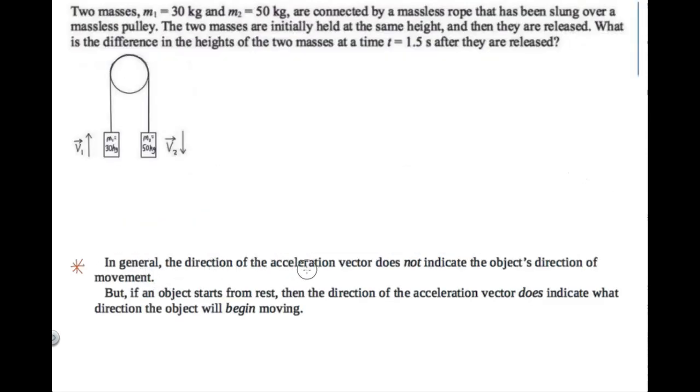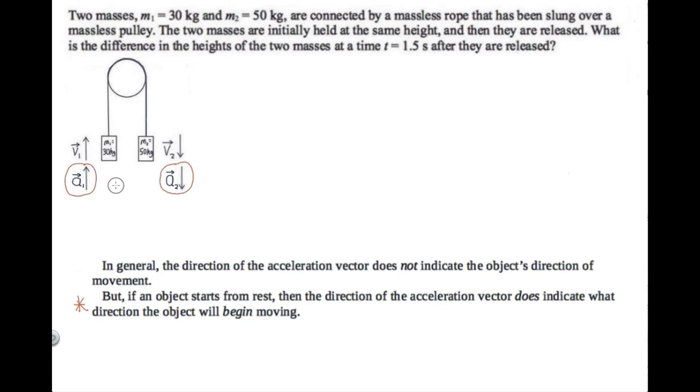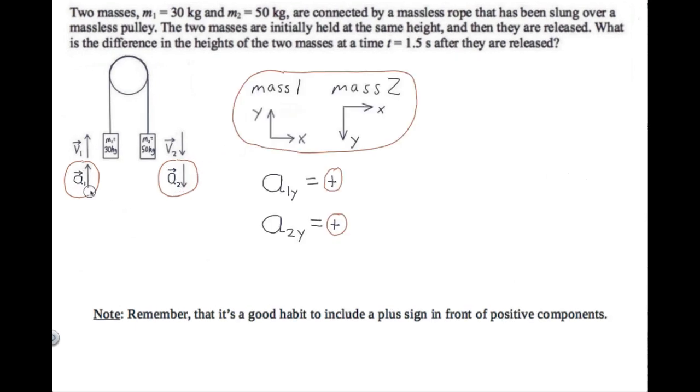In general, the direction of the acceleration vector does not indicate the object's direction of motion. But if an object starts from rest, then the direction of the acceleration vector does indicate what direction the object will begin moving. In this problem, the objects begin at rest, and then we expect that mass 1 will begin moving up, while mass 2 will begin moving down. So in this problem, we expect that a sub 1 will point up and that a sub 2 will point down. So a sub 1 will point in the positive y direction we've chosen for mass 1. So a sub 1y will be positive. And a sub 2 will point in the positive y direction we've chosen for mass 2. So, a sub 2y will also be positive.